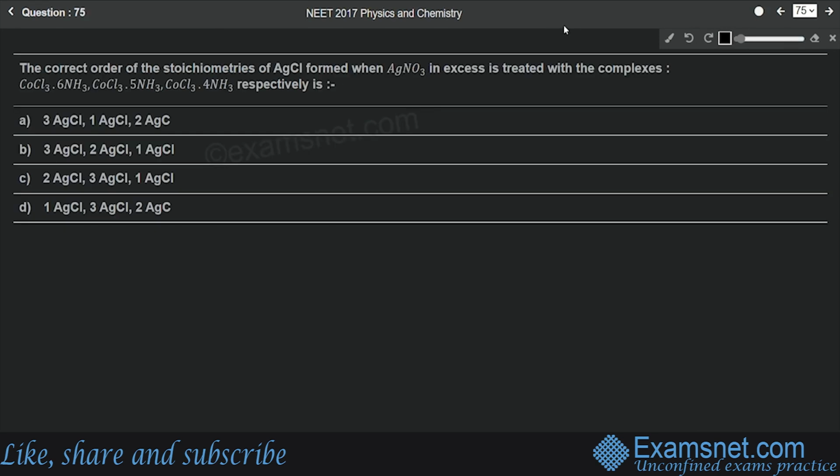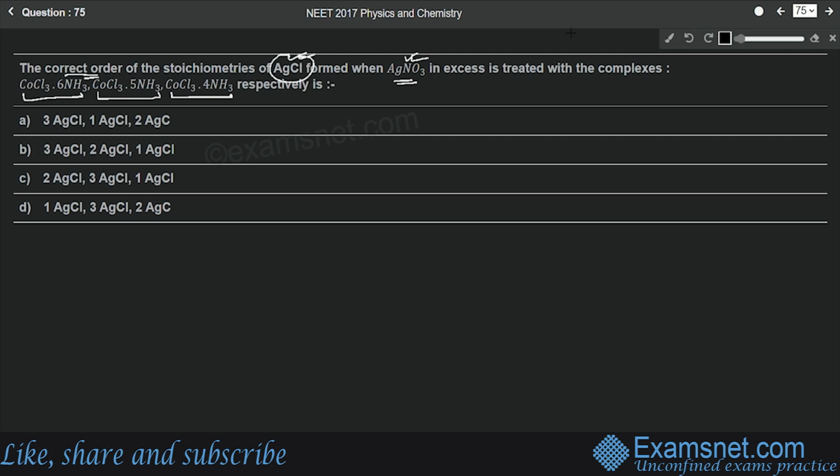Question number 75 is from the chapter coordination compounds, and the question is: the correct order of the stoichiometries of silver chloride formed when silver nitrate in excess is treated with the complexes. Different complexes are mentioned here: this is the first complex, this is the second complex, and this is the third complex. Now these complexes will react with an excess of silver nitrate, and silver chloride will be formed as product. So we have to find the order of stoichiometries of silver chloride that will be formed in each of the three cases.